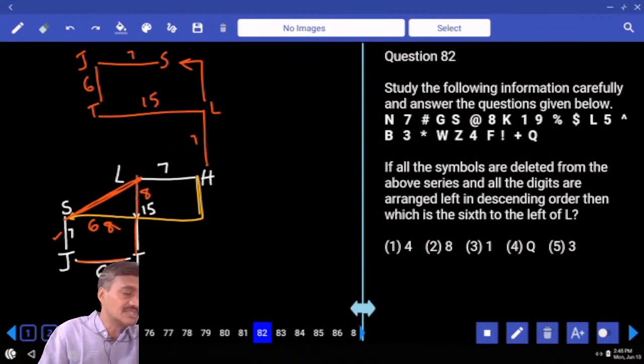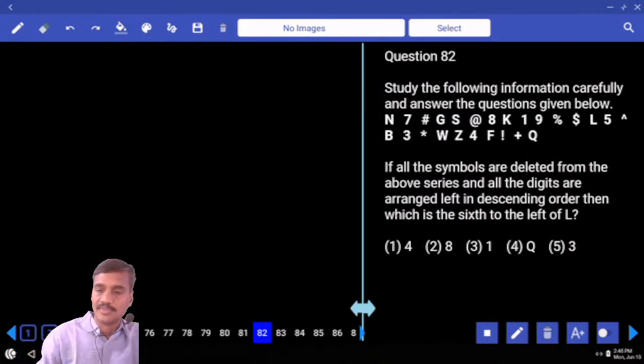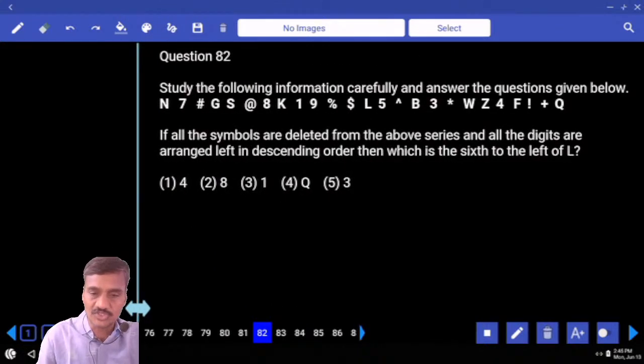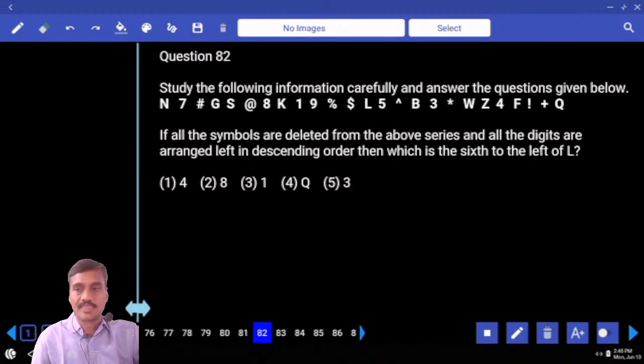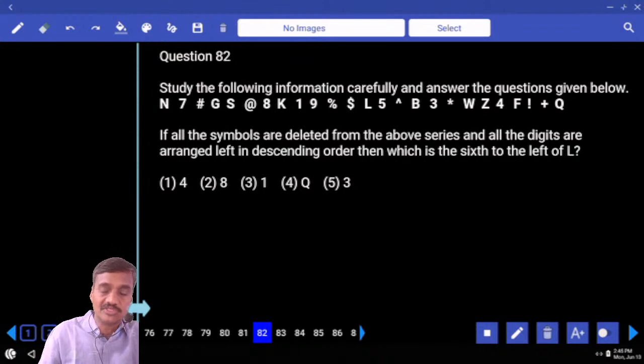Then 82 onwards, it is based on sequence. There are 5 questions given under this sequence. Question number 82: if all the symbols are deleted from the above series, and all the digits are arranged left in descending order, then which is 6th to the left of L? First all the symbols must be deleted.